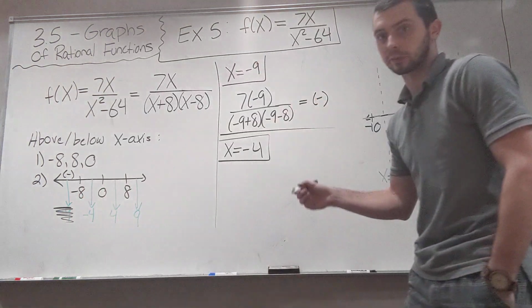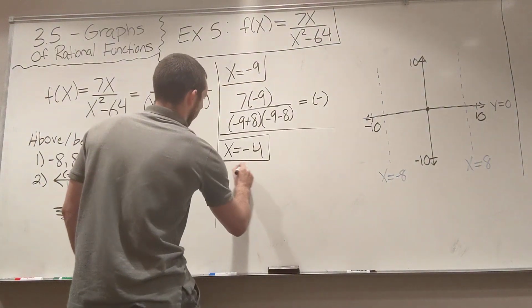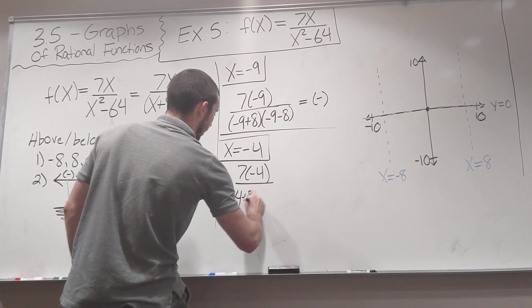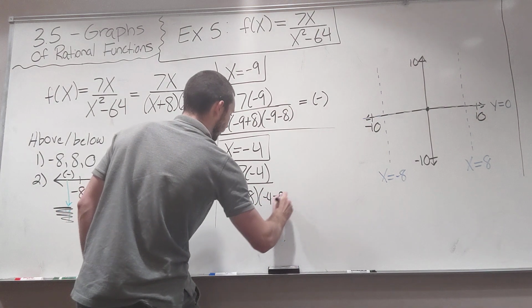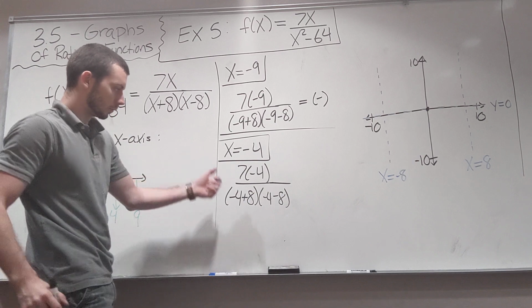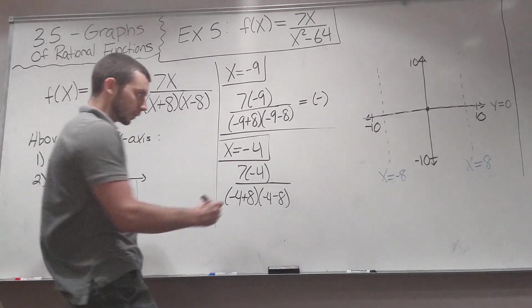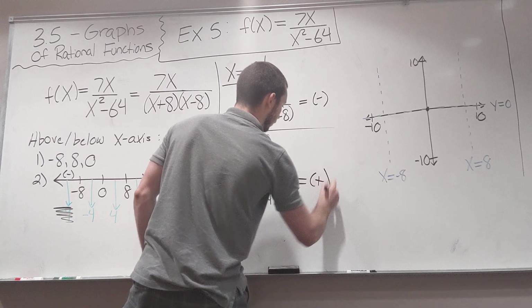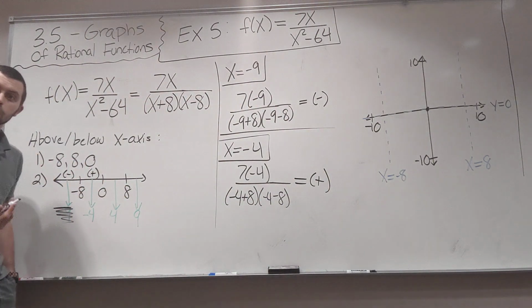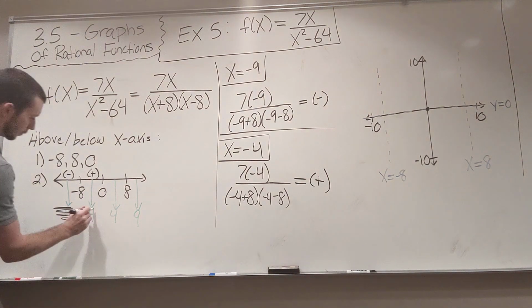So for -4, it's the same idea. 7 times -4 divided by -4 plus 8, -4 minus 8. That's negative divided by a positive times negative. This is going to give us a positive number, or whichever method you prefer to do this. The -4 is out.